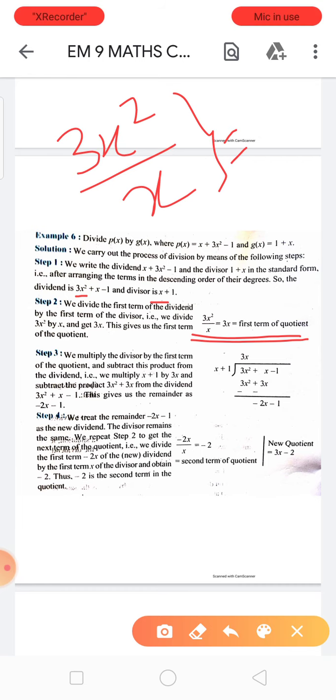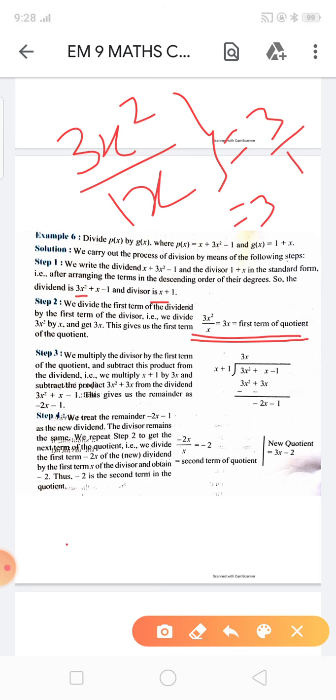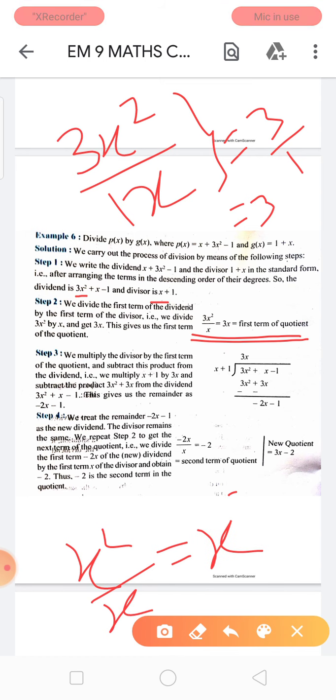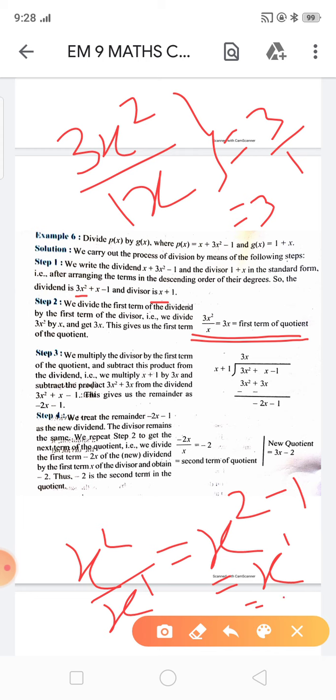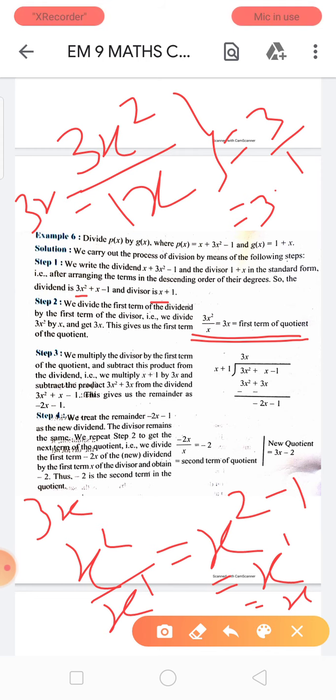Here in the divisor the coefficient of x is 1. Number is divided by number and variable by variable, so by this property we divide 3 by 1 and the answer is 3. And x square divided by x: in division the powers are subtracted, so 2 minus 1 is 1, so we write x raised to 1, which means x. So our quotient is 3 into x. We divide this and get 3x, the first term of the quotient.